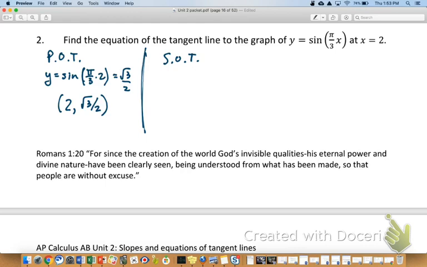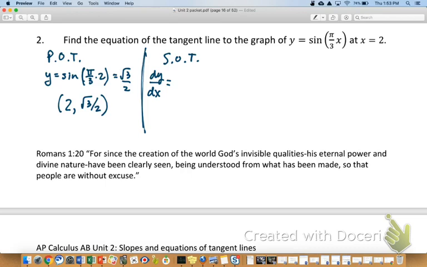So I've got to find my derivative. I've got to find dy/dx. Now when you look at this, a key idea is we need to be able to recognize quickly, hopefully, that sine of pi over 3x is composite. It's not just sine of x, it's sine of something a little more than just an x. So because it's a composite function, we've got to use the chain rule.